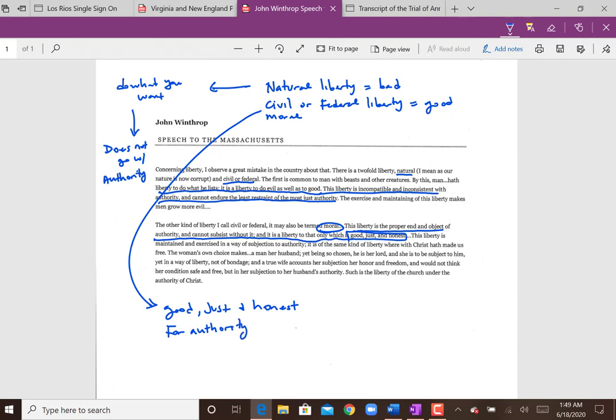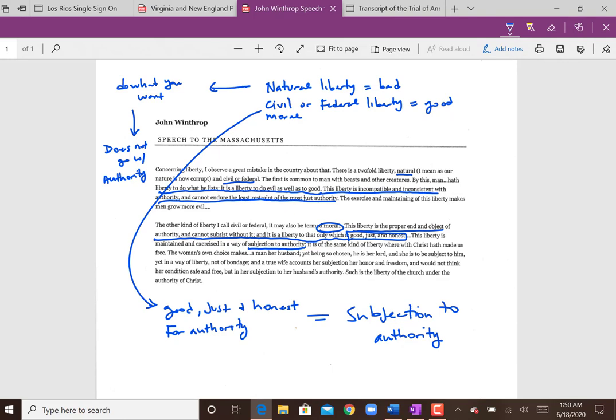This liberty is maintained and exercised in a way of subjection to authority. It is the same kind of liberty wherewith Christ has made us free. So the idea is that subjection to authority is in itself a type of liberty.